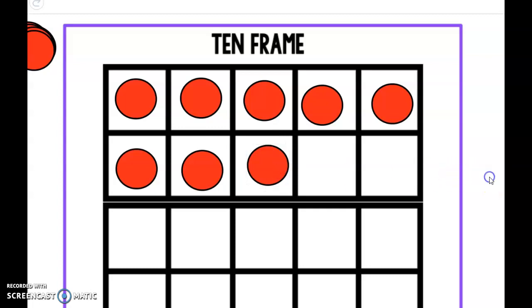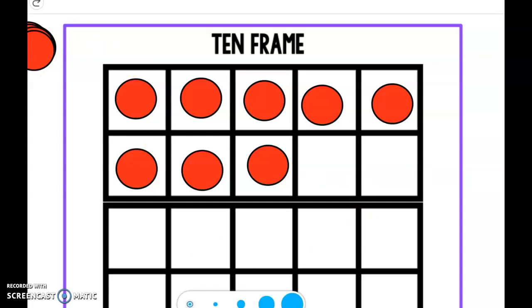All right, so I'm using a 10 frame. What am I using? A 10 frame. So a 10 frame is a box of squares that has 10 squares in it. So if they're all full, it's 10. But I don't have 10. I have how many? 8. I need 2 more to fill up the 10 frame to get to 10.